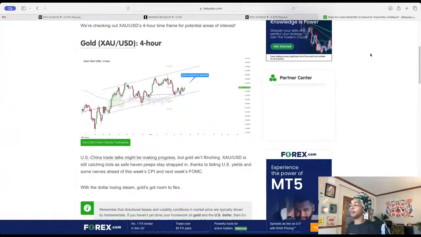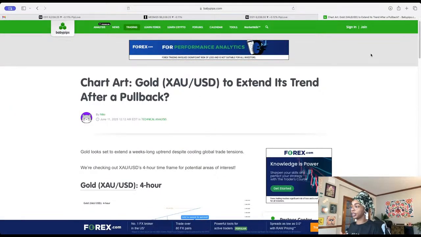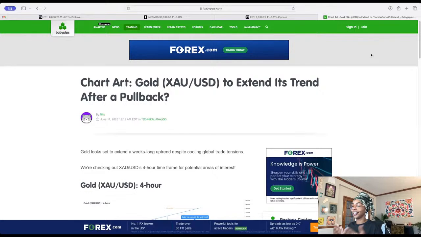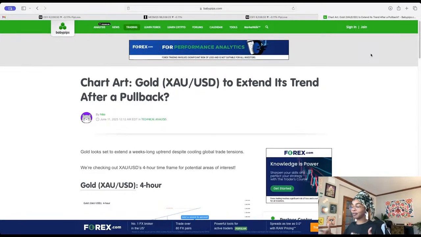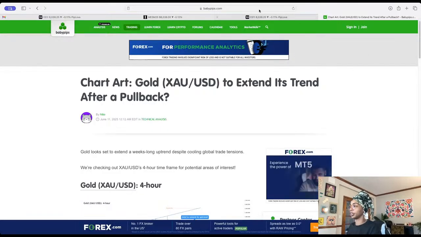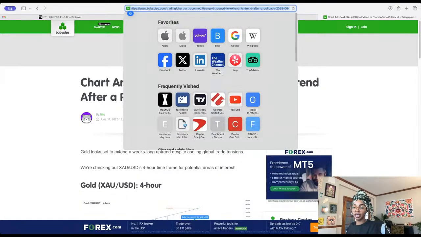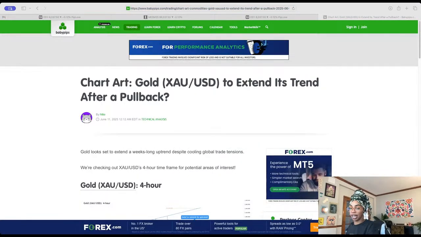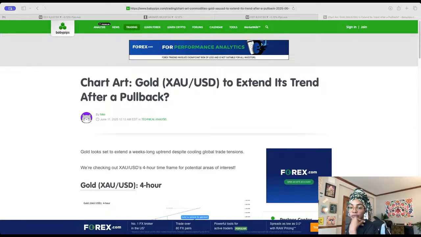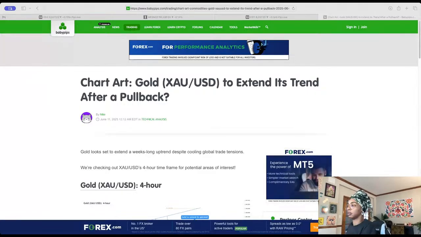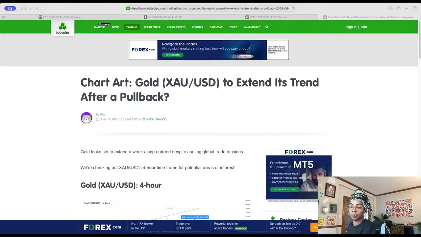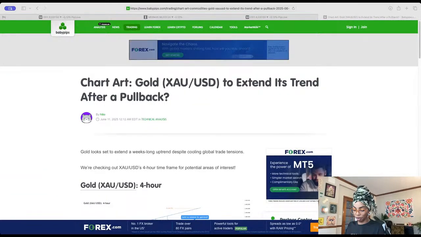Alrighty. So, Babypips chart art. Let's see what Babypips is talking about with gold, and then we'll head to the charts. Because we have that CPI news coming out, trying to give us some other things to talk about so we can let the market do what it's going to do and then come back afterwards and catch that aftermath. Let me drop this link in the chat, and I'll drop it in our Telegram group as well.